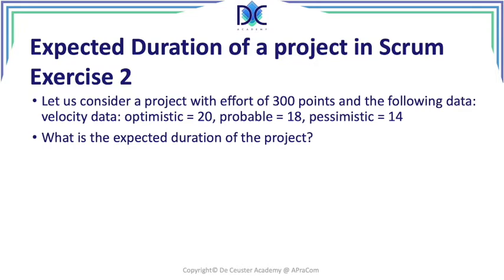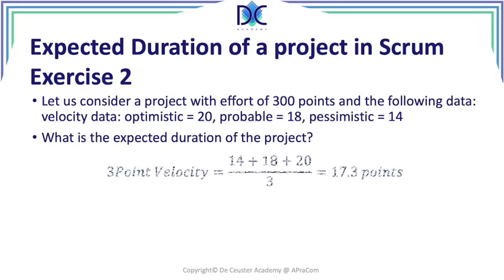What is the expected duration of this project? Well, we can calculate the 3-point velocity. We just take the average and I find 17.3 points.